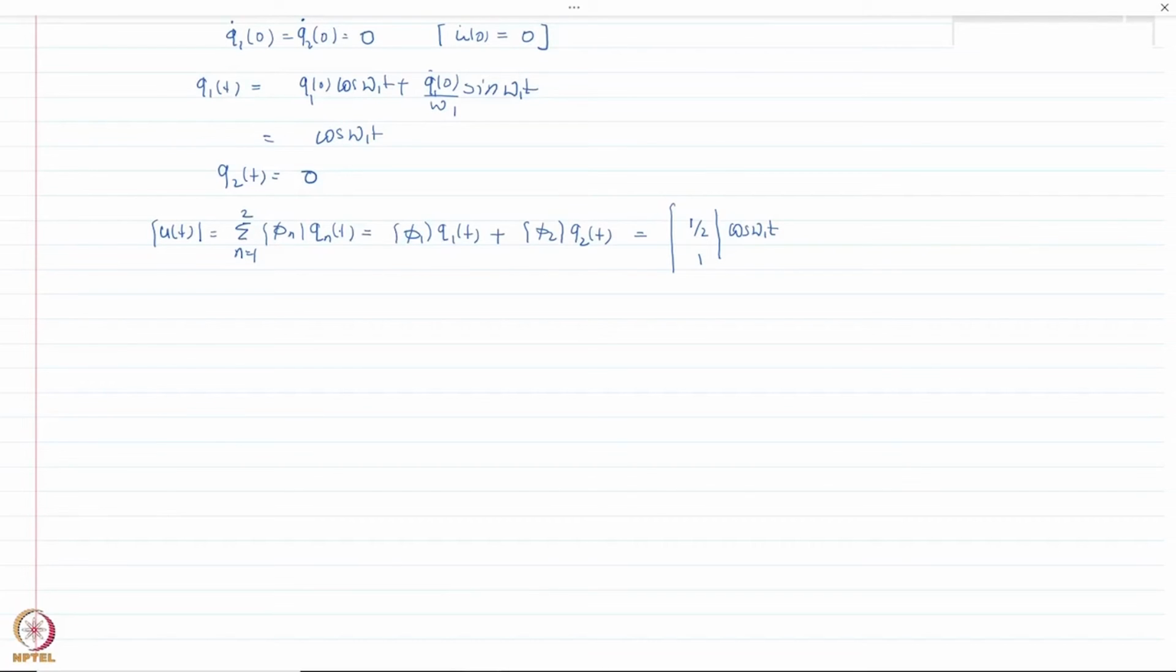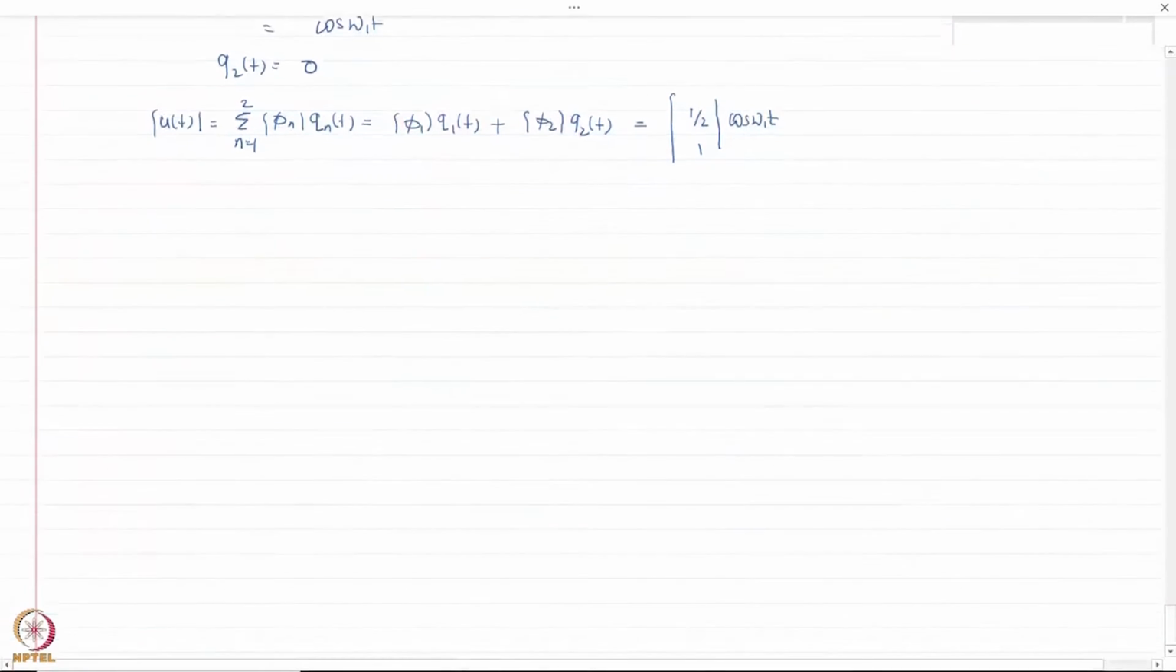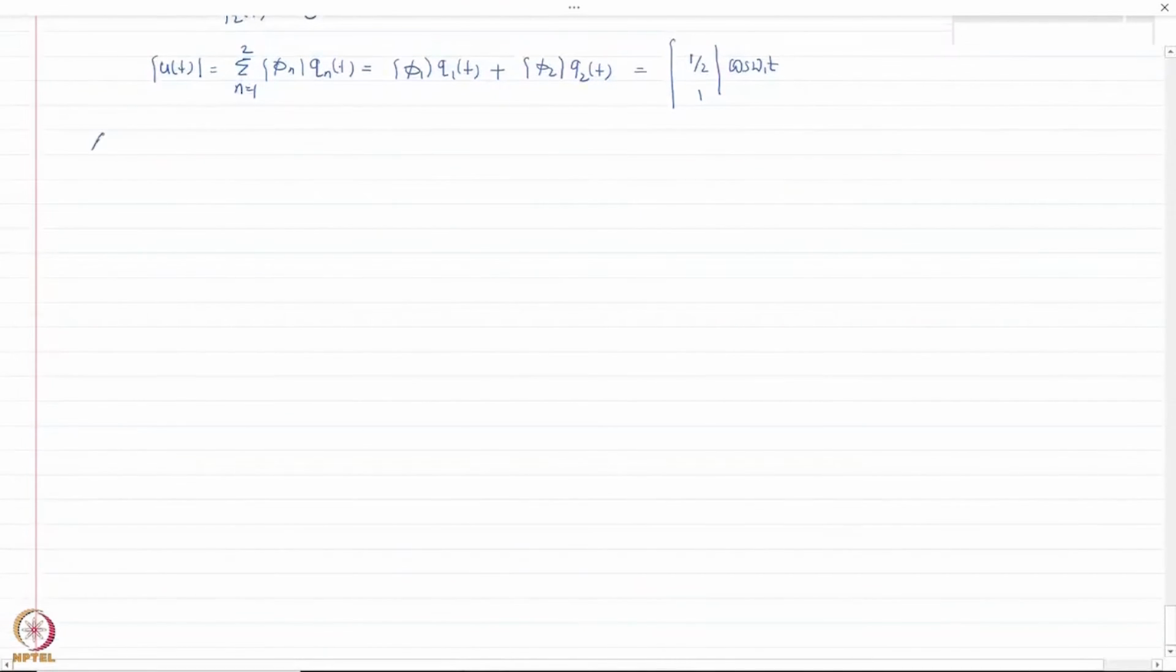Let us again find out the response for another case. I am considering another case, and in this case the initial displacement has been given as minus 1 by 2 and 2. And u dot is actually equal to 0, 0.